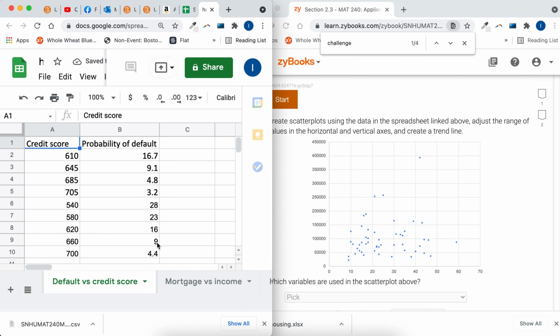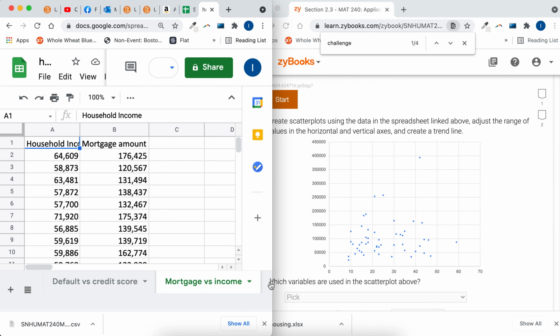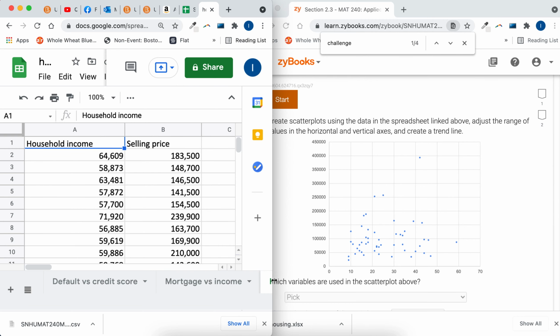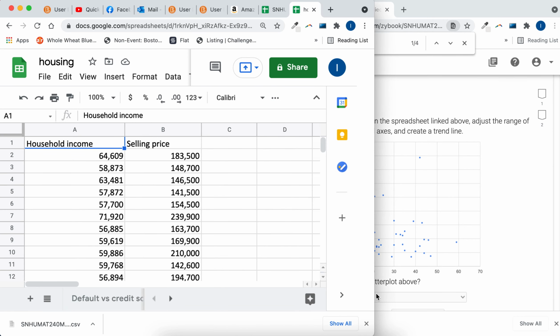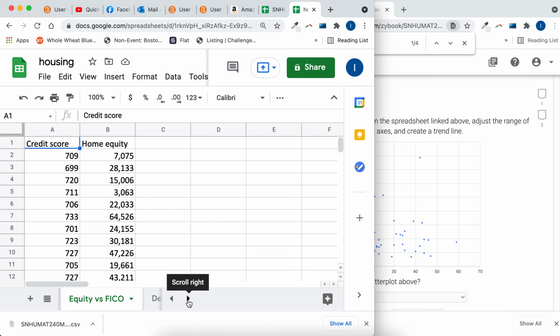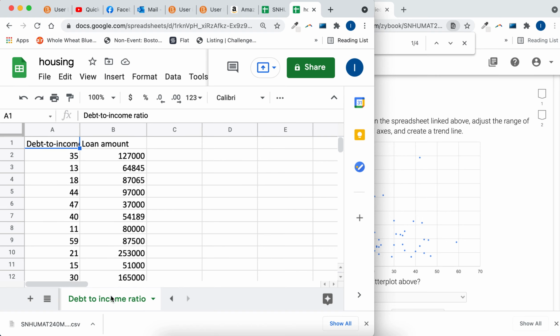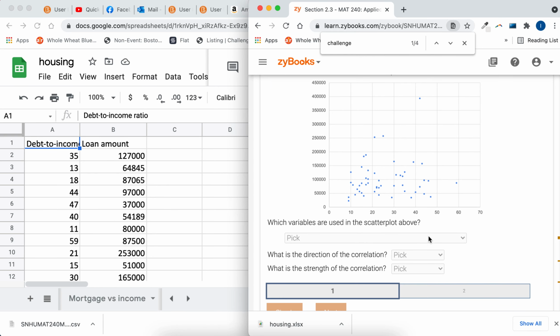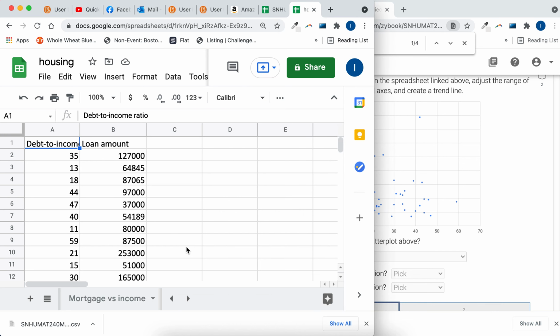Let's see. So in the tabs down below, there's default versus credit score, mortgage versus income, home value versus income, equity versus FICO scores. You don't necessarily have to know what these things mean in order to get the right scatter plot. But it looks like there's 5 different data sets. I think our job is to figure out which data set goes with it.